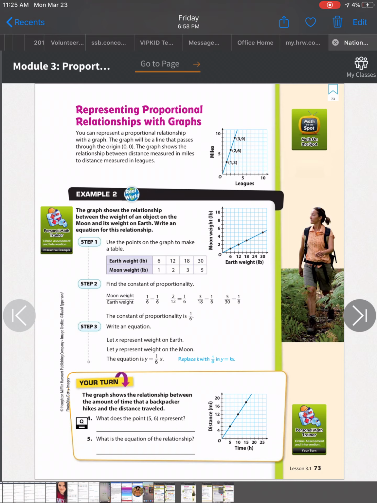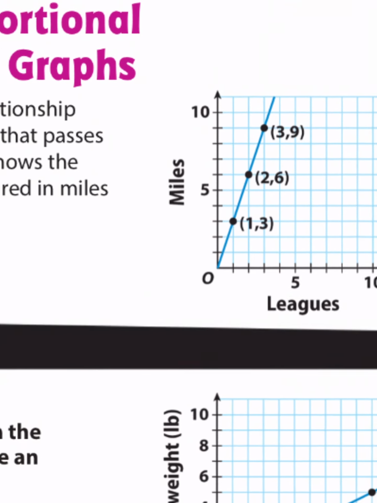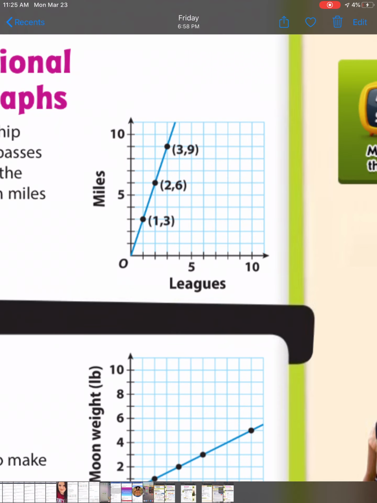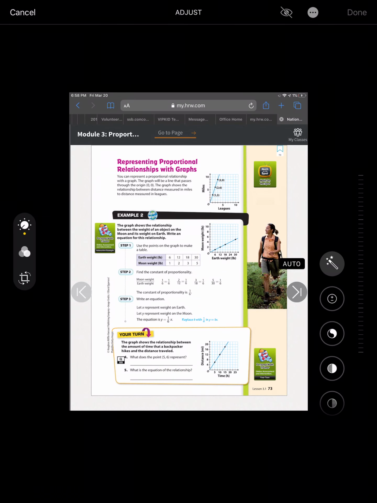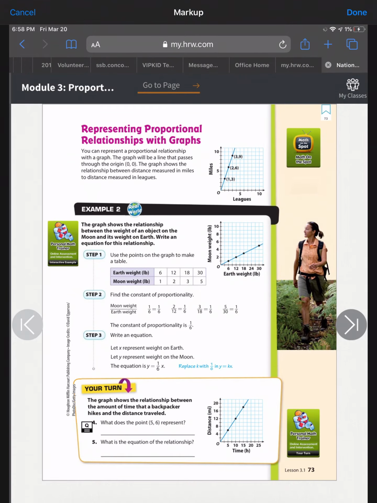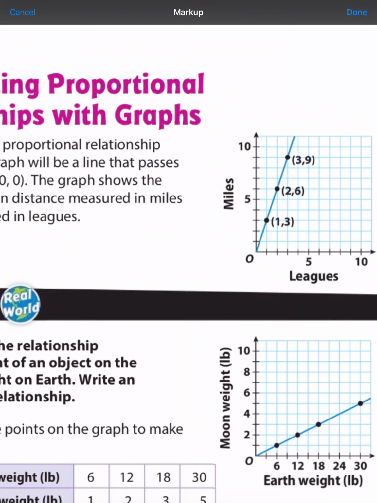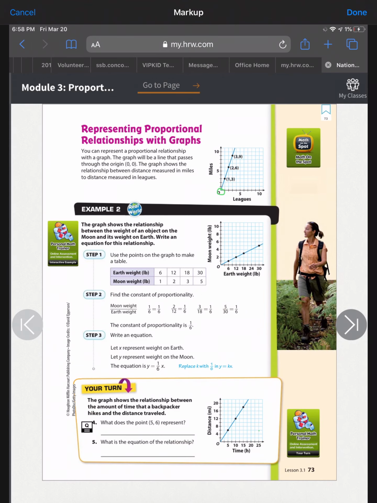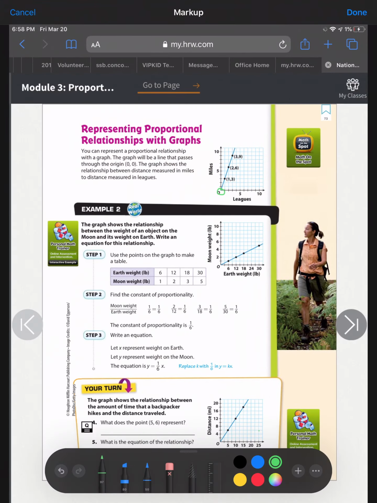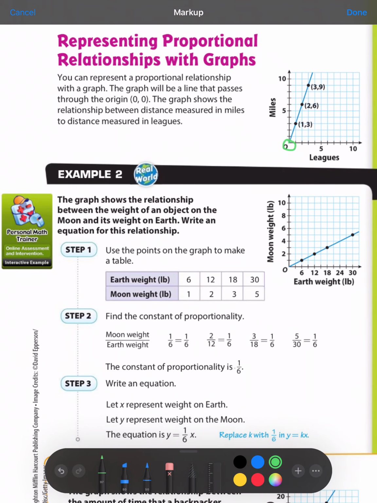Alright, so represent proportional relationships with graphs. You represent a proportional relationship with a graph. The graph of a line that passes through the origin 0, 0. Remember, 0, 0 is where the two axes cross. We should know that by now. Right here. Okay, so that is the origin 0, 0.